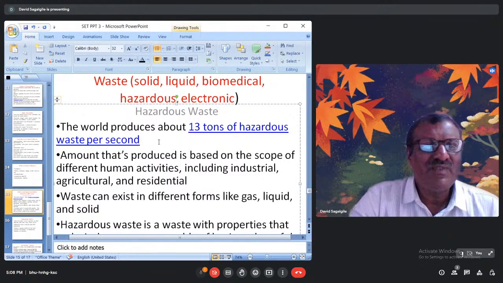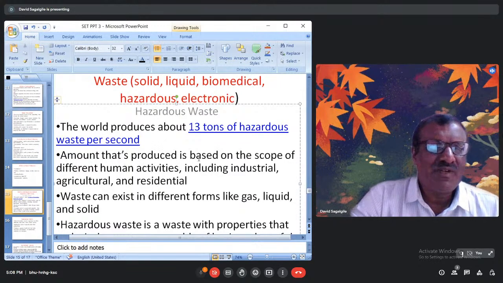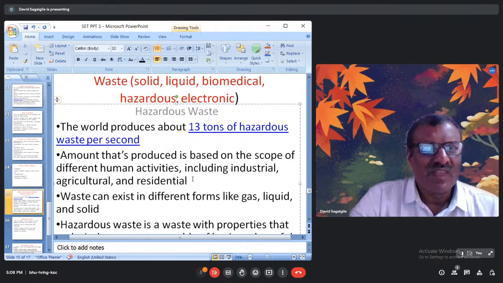Hazardous means something which is injurious, something which is poisonous and toxic. In the world, every second, 13 tons of hazardous waste is produced. The amount that's produced is based on the scope of different human activities, including industrial, agricultural, and residential. This hazardous waste depends from place to place. Industrial areas, cities, and urban areas create more and more hazardous waste.